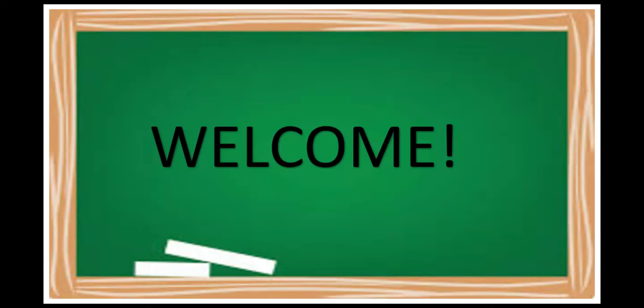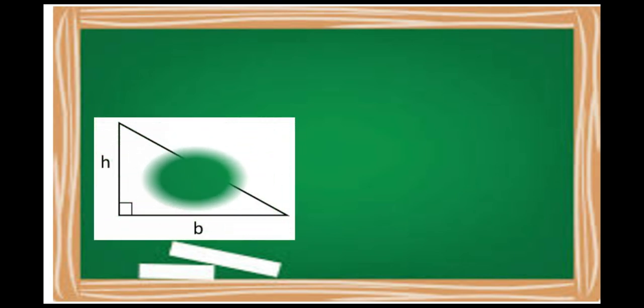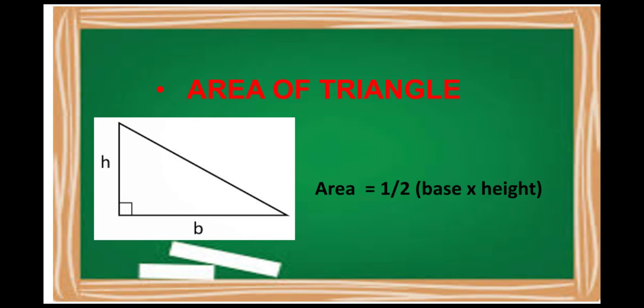Alright, so to start with this lesson, I have here a figure. As you can see here, we have a triangle. And as we all know, to find the area of a triangle, it's simply half of the product of the base and the height, or just 1/2 base times height.